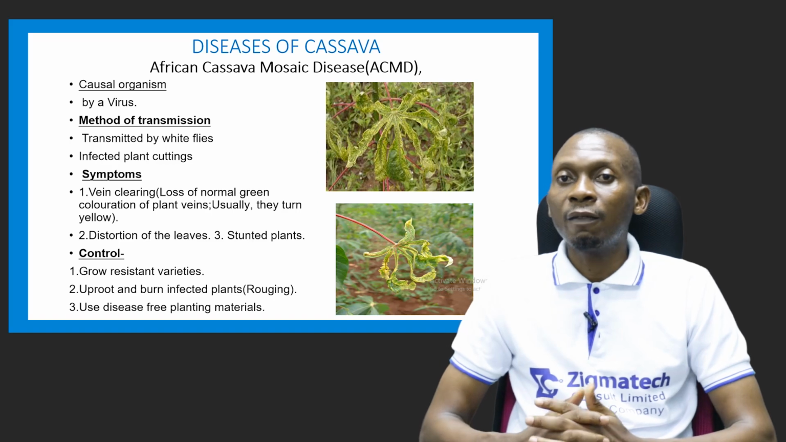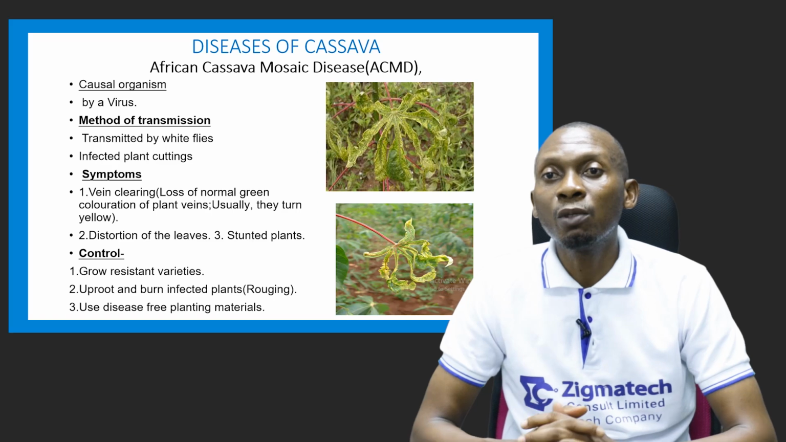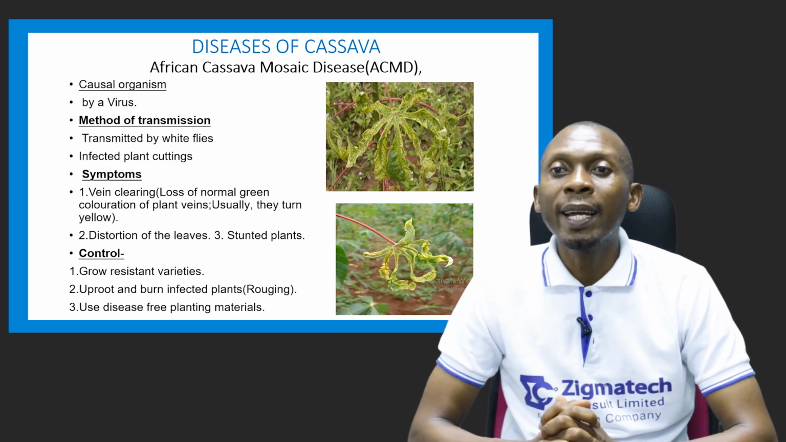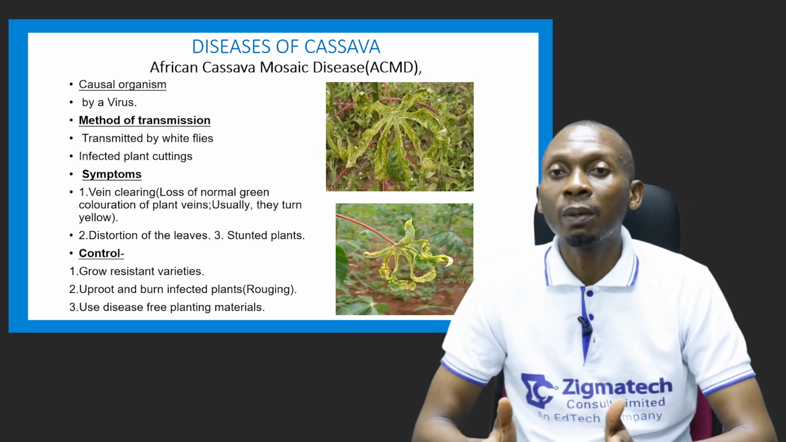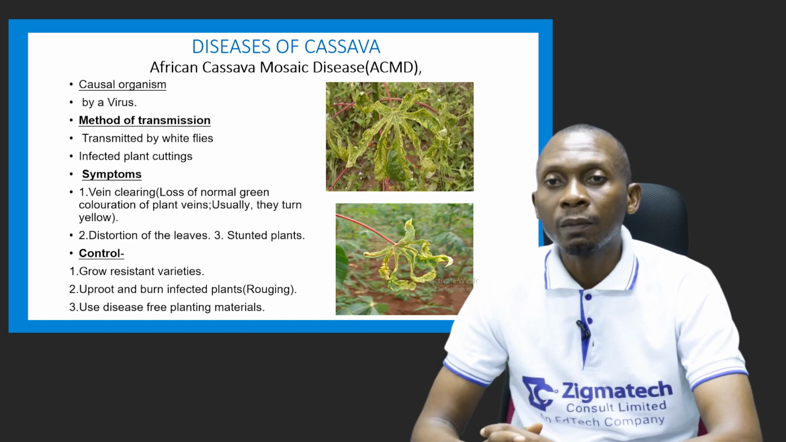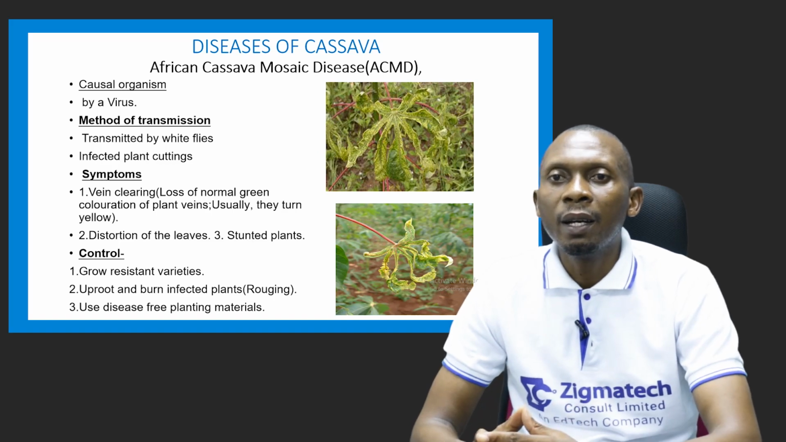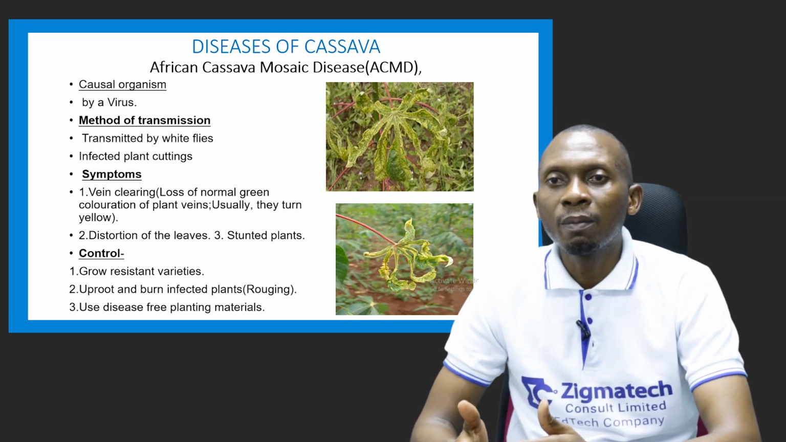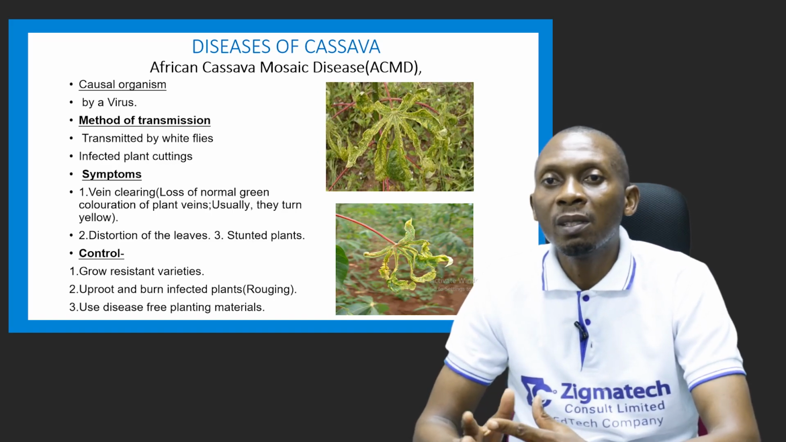I remember I said earlier on that viral diseases are usually transmitted by insects. So here the mode of transmission of this disease is by whiteflies, and also infected plant cuttings. Remember, cuttings are the propagative materials by which cassava is usually cultivated or sown. These cuttings are usually cut to about 10 to 15 cm and then planted at an angle of about 45 degrees. And these cuttings have to be disease-free.